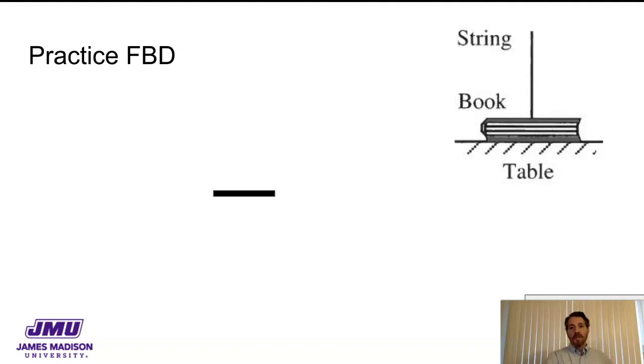I start out with this little rectangle. I said in the previous video that you could make your object a dot or a box or something for your free body diagram. And what I want to do is start with any force that I know is acting on this book. I know that gravity is acting on this book. It's pulling down. So I'm going to start with that one.